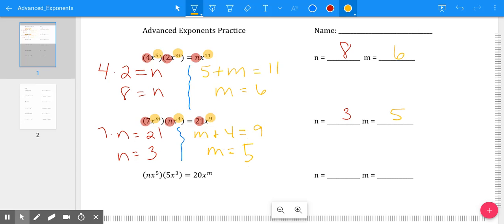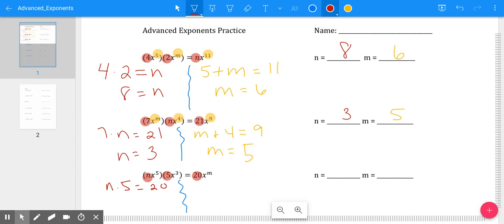And the last one that we can see here, again, we're going to build these equations right now so that when the problems get a little bit more difficult, we have a structure in place. So get in the habit of actually writing down the equations for each of these. So our coefficients, we've got n, 5, and they need to multiply out to 20. So n times 5 equals 20.